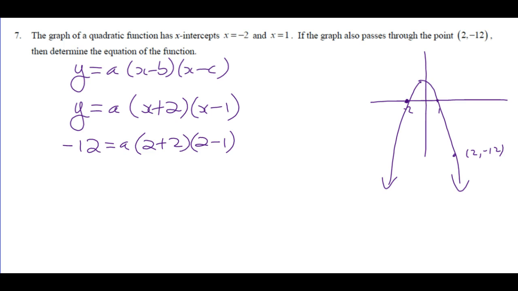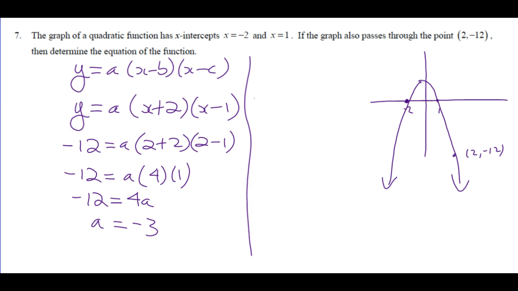So I just go up here and say when the x value is 2, plug in a 2, the y value is -12. So -12. So that's 4 and that's 1. So -12 is equal to 4a. A is -3. Write it here. Y equals -3, x plus 2, x minus 1.